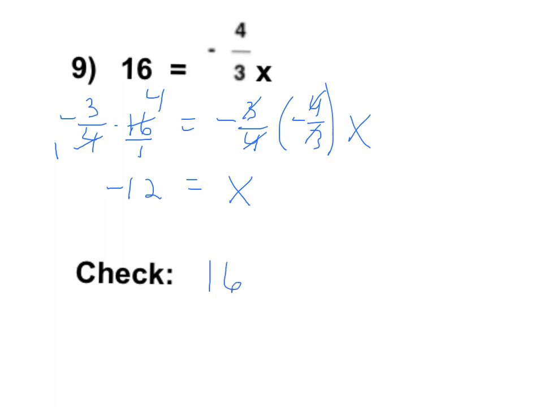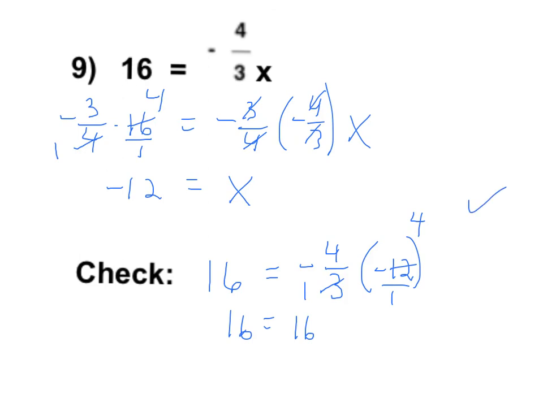So I have 16 is equal to -4/3 times -12. So I'll put a 1 there. I'll cross cancel. And 4 times 4. A negative times a negative makes a positive, so 16 equals 16, and it checks. All right, so that's the lesson for today.